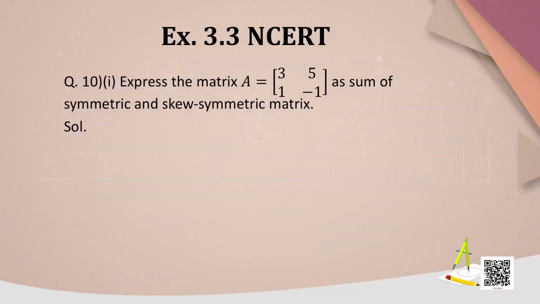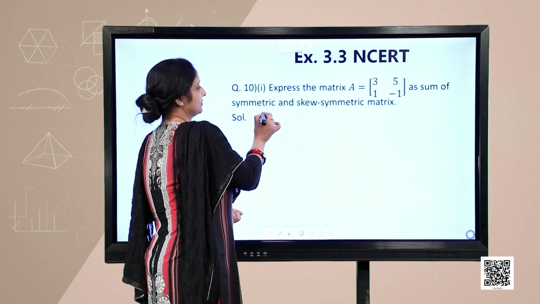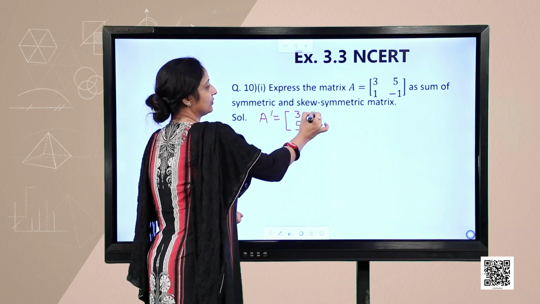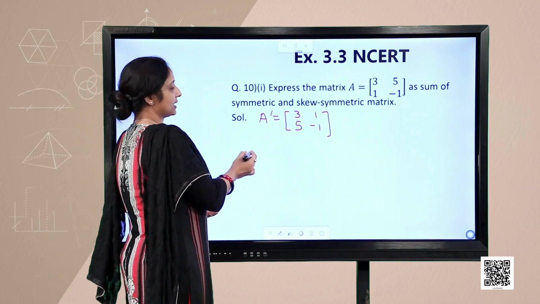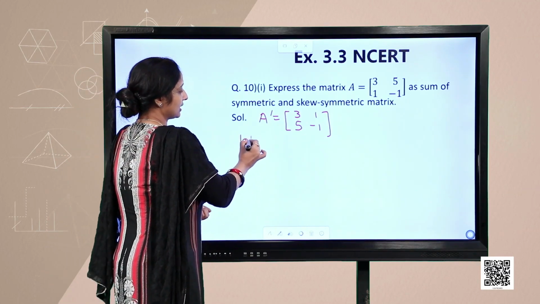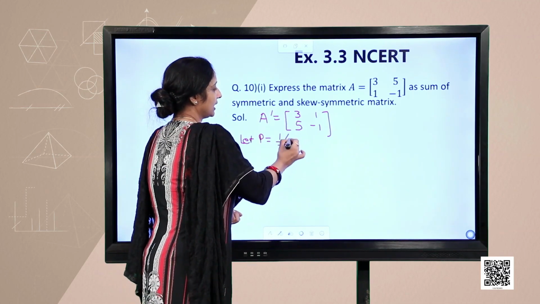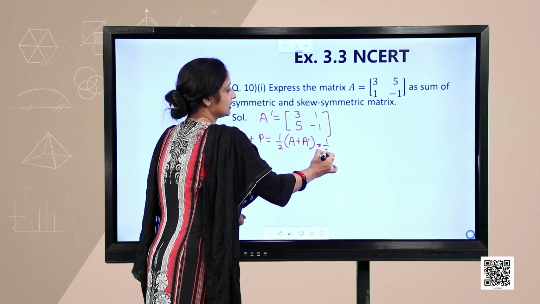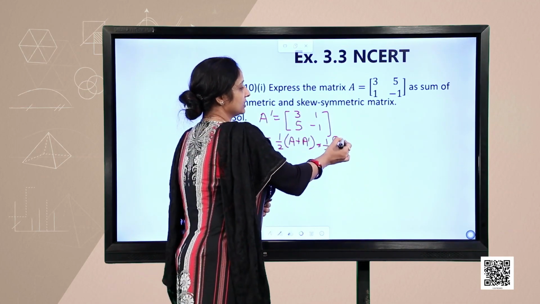Let us do one more question of NCERT. Express the matrix A as the sum of a symmetric and a skew symmetric matrix. So for that, take A transpose first. It becomes 3, 5, 1, minus 1. We have converted rows into columns and columns into rows. Take one more matrix P as half of A plus A transpose. That means it is half of A plus A transpose.